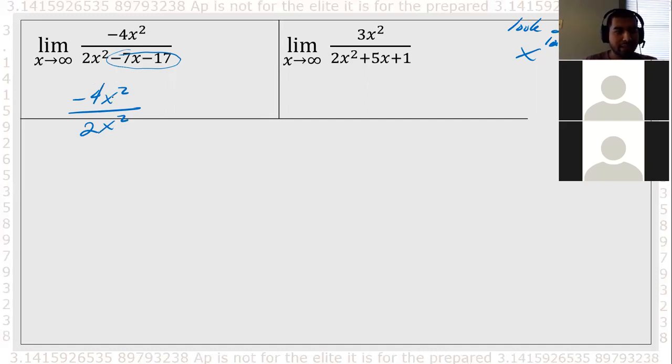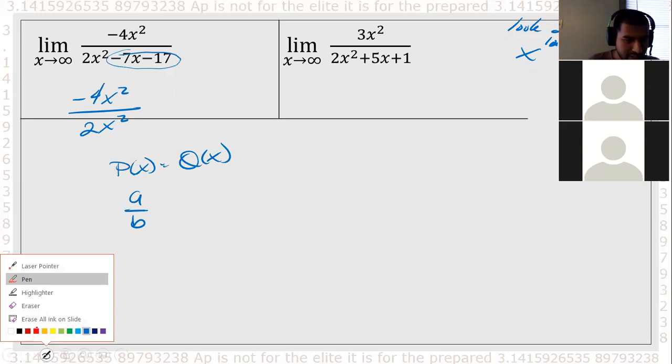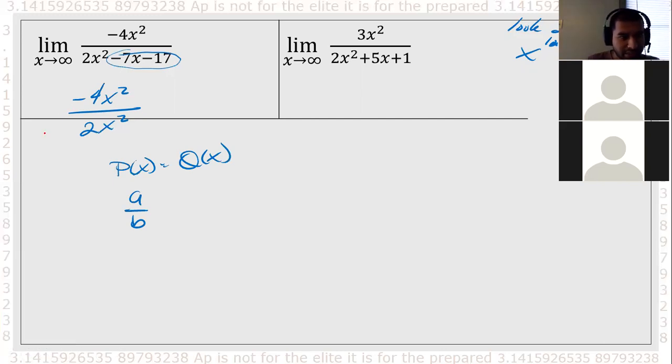Because these are pretty much going to determine your parent function, how the function is behaving, and whatnot. So as these, this x squared and this x squared, I see that they're the same, right? The degree of p of x is equal to the degree of q of x. So all I need to care about is my a over b, which in this case, my a is on the top, my b is in the denominator. So it's negative 4 over 2, which is just negative 2. The limit will be negative 2.